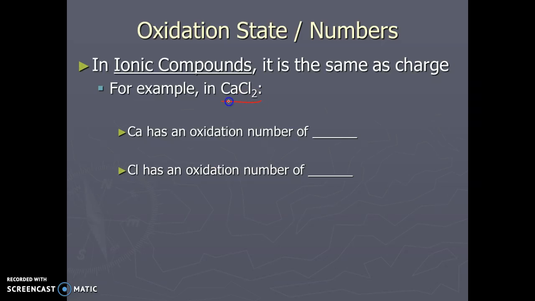So if we have calcium chloride, we can just think about that as a regular ionic compound. We know calcium has a +2 charge, and when we combine it with chloride, each has a -1, so that's why we had to put 2 chlorides together. So in this formula, the calcium has a charge of +2, which means it has an oxidation number of +2. The chlorides each have an oxidation number of -1 because that's what their charge is. So for ionic compounds, this is a piece of cake. Oxidation state, same thing as charge.